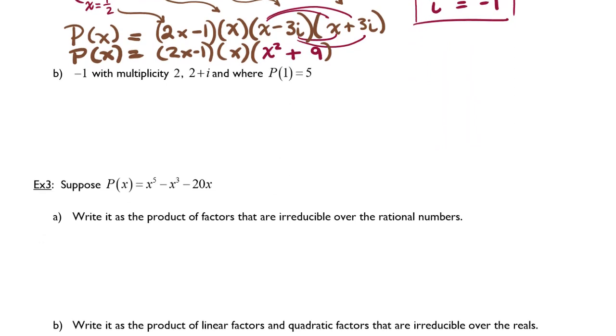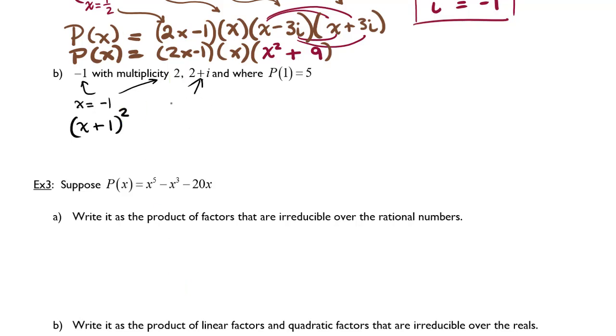Let's go on to example 2b. One of my zeros is x equals negative 1. Note the multiplicity. This is important because once we find the binomial, I will have to square it. Now, if x equals negative 1, that means x plus 1 will be my binomial factor, and multiplicity is 2. So I drop that 2 down as my exponent.